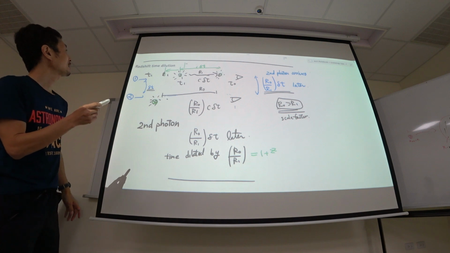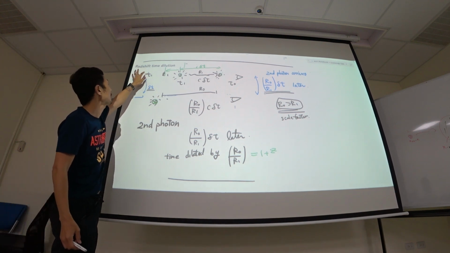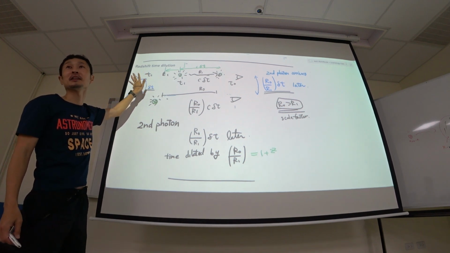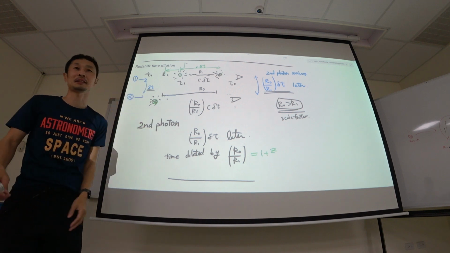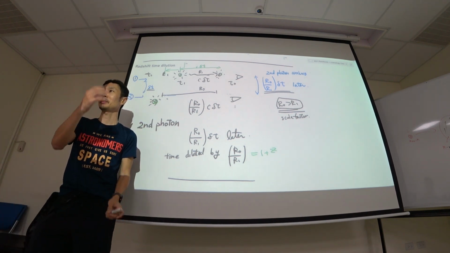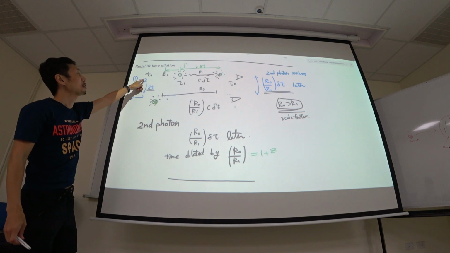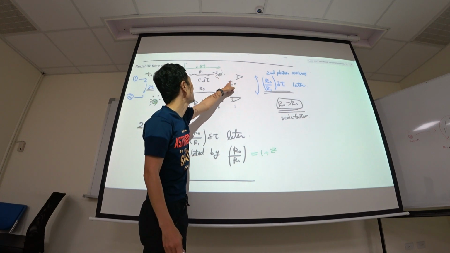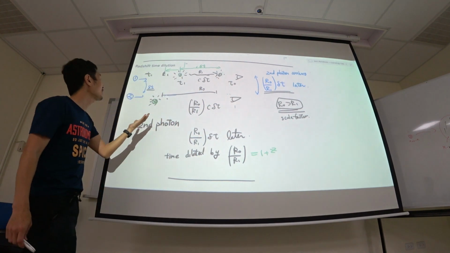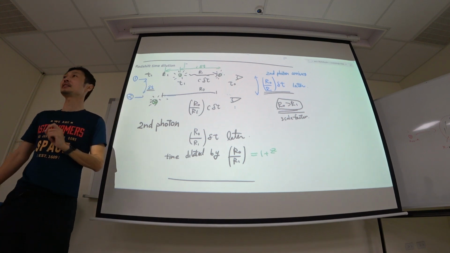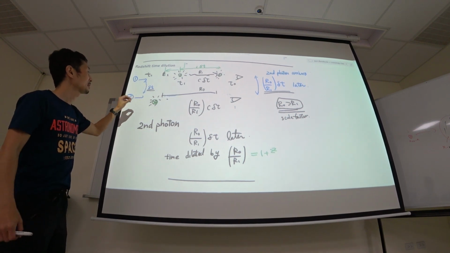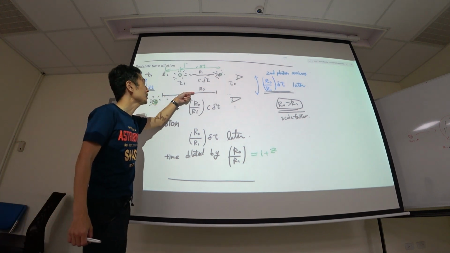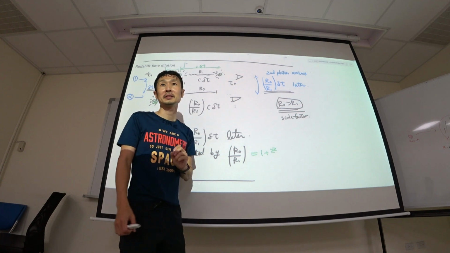Let's say there are 2 photons, T1 and T2. Suppose this is a distant galaxy, and there's an alien that flicks a light one time, two times. Photon 1 travels through the universe and reaches us at time t0. And then delta t later, this alien emits a second photon, and the second photon travels to us and reaches us.